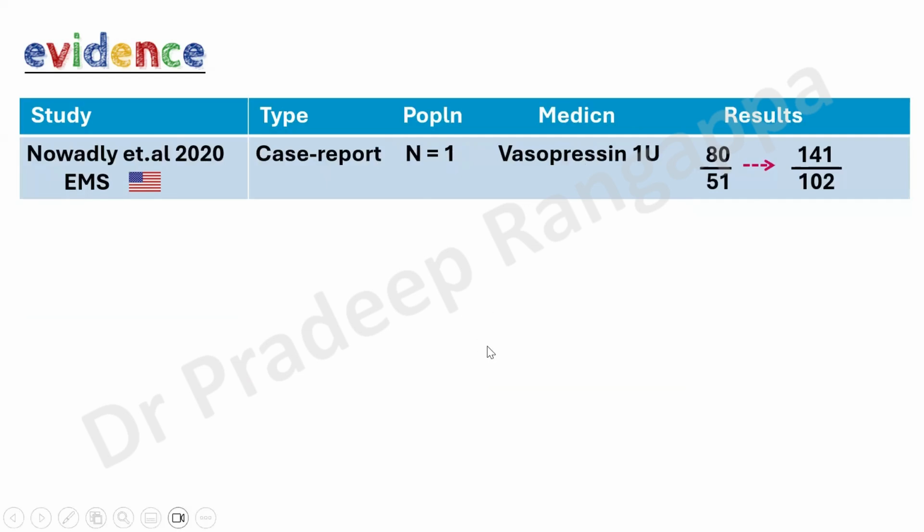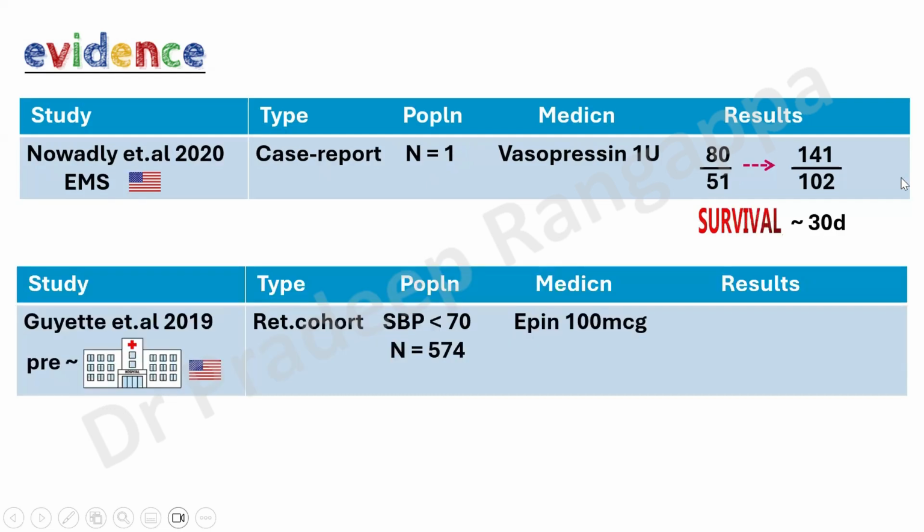This is one case report where they showed the use of vasopressin, again from a US group. There they used vasopressin 1 unit and there was a significant improvement in blood pressure from 80 by 51 to 141 by 102, and this patient survived at the end of 30 days.